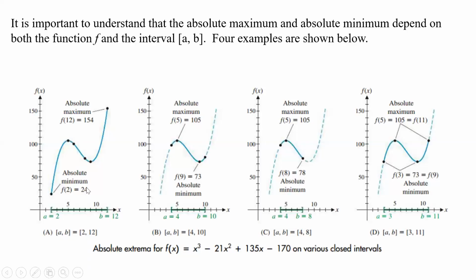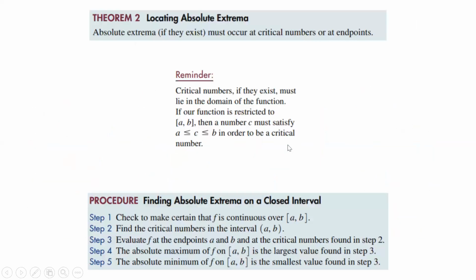Locating these absolute extrema, if they exist, must occur at critical numbers or endpoints. Remember, endpoints were the end ones. That was an end one, but this was inside the middle, so that would have been a critical point. So we have all these different things we have to look at. Critical numbers, if they exist, must lie in the domain of the function, so they can't be outside of that. If our function is restricted to a to b with endpoints, then c has to be within that range a to b.